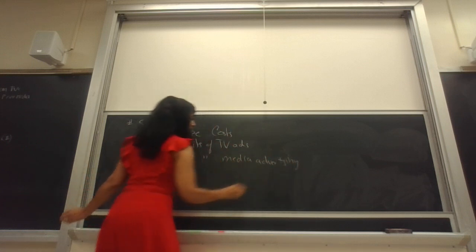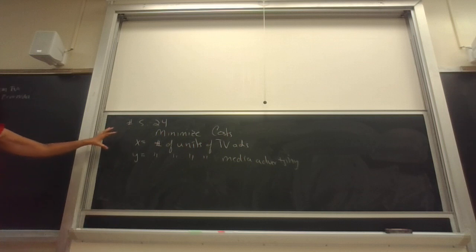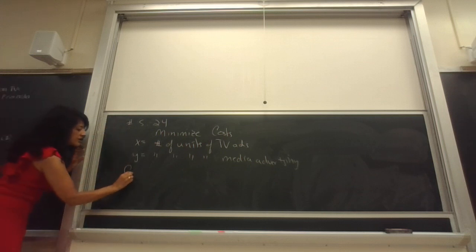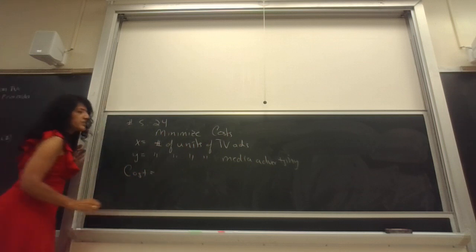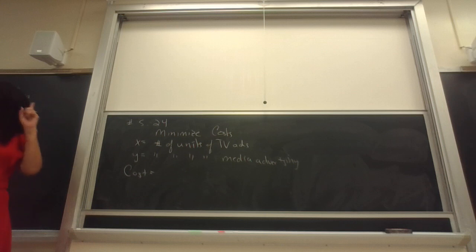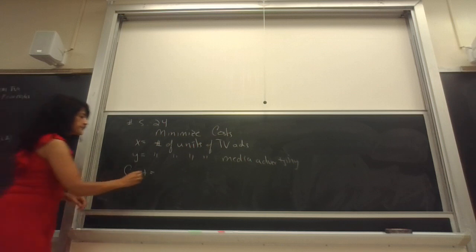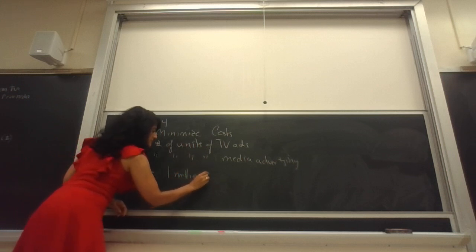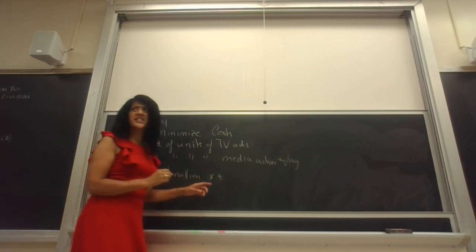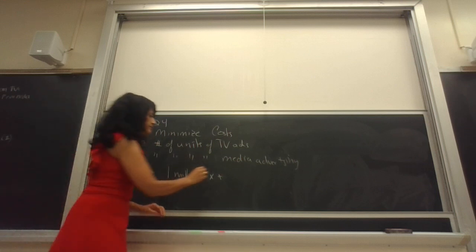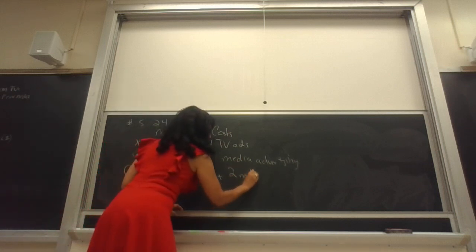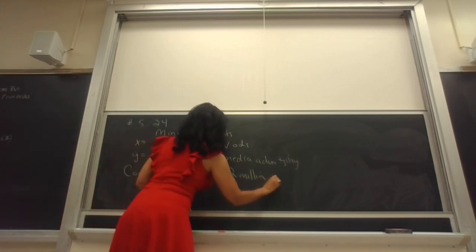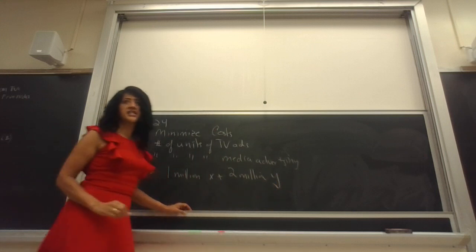And some of you even got the cost function. Once you have this, you can write down the cost function. Cost is equal to, did they say 1 million per 1 unit of TV advertising? Mm-hmm. What did they say for the other one? All right. That's your cost function.